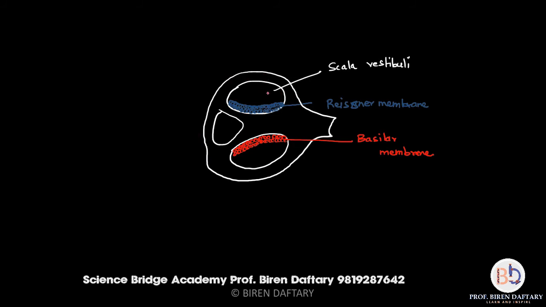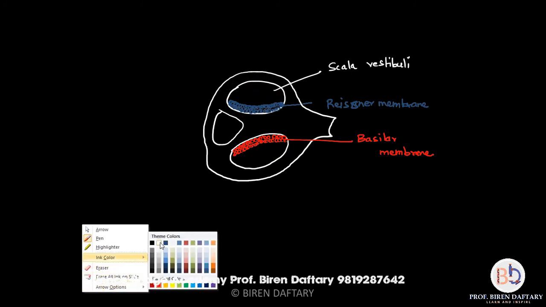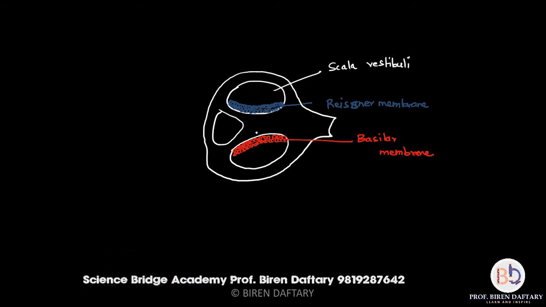Okay, and this Reissner's membrane divides this bony labyrinth into a structure called the scala vestibuli. Similarly, the basilar membrane divides the bony labyrinth into a structure which is called the scala tympani.